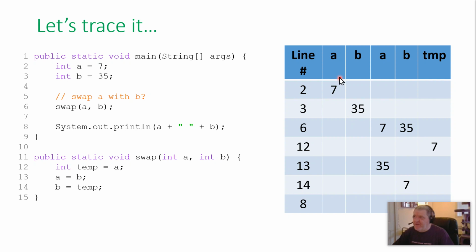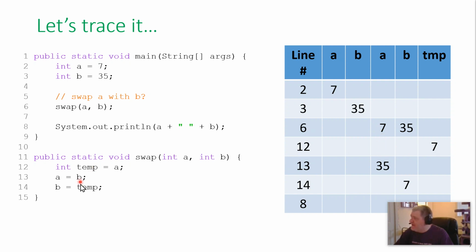So please notice that we have variable A and B in the main, and we have parameter A and B inside the method. And these are different memory cells, right? Each of those represent a different memory cell. And then what happens? I jump to line 11, so I do this parameter passing, right? Line 12, here we are. I have a variable TMP, so I add a column for TMP. This variable TMP is initialized with the content of A. A contains 7 so far, so I assign 7 to TMP.